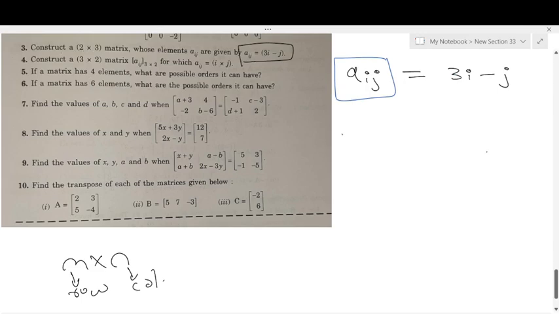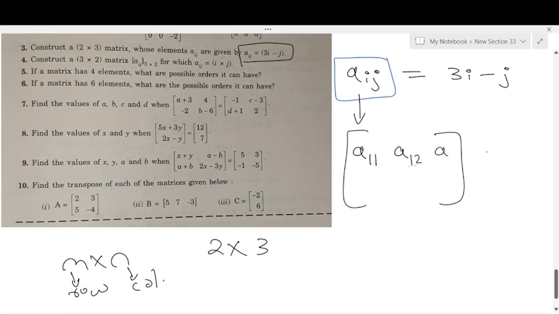Construct a 2 into 3 matrix. What do you mean by 2 into 3 matrix? How many rows does it have? We know that we should have 2 rows and 3 columns, but we don't know what the numbers are, students. It can be any number, random numbers. Whenever we don't know the numbers, we always use this format. A. What position is present here? What should I write here? 1, 1. For next one, what should I write? First row, which column? Yes, A11, A12, A13.